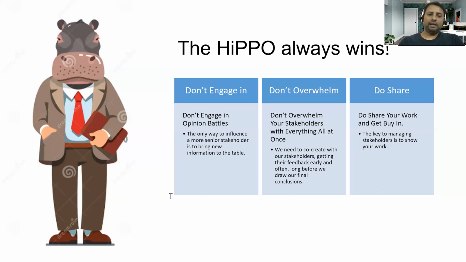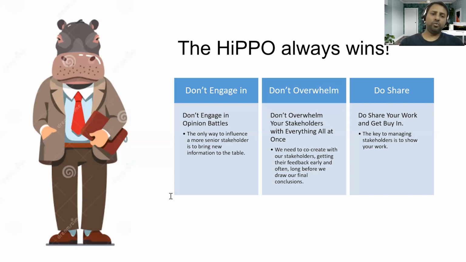So the idea is that we need to co-create with our stakeholders and get their feedback early and often. Don't wait, don't presume, don't overthink things, and don't wait so long before we draw our final conclusion. Don't go back with the sense of this is what I concluded. Go back to them and approach them step by step, based on the needs of the type of stakeholder, right?